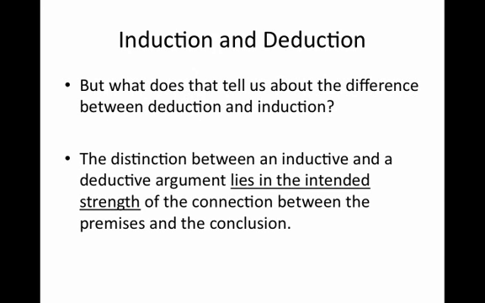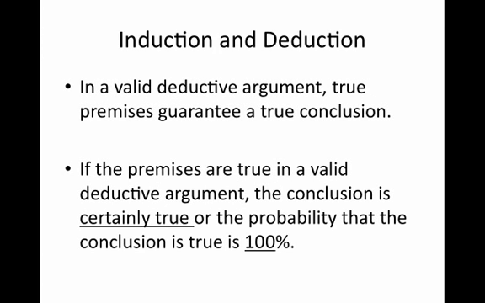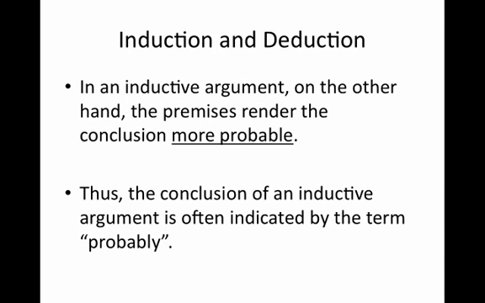But what does this tell us about the difference between deduction and induction? Well, the distinction between an inductive and a deductive argument lies in the intended strength of the connection between the premises and the conclusion. In a valid deductive argument, true premises guarantee a true conclusion. If the premises are true in a valid deductive argument, then the conclusion is certainly true, or the probability that the conclusion is true is 100%. Okay? On the other hand, in an inductive argument, the premises render the conclusion more probable. Thus, the conclusion of an inductive argument is often indicated by the term probably.